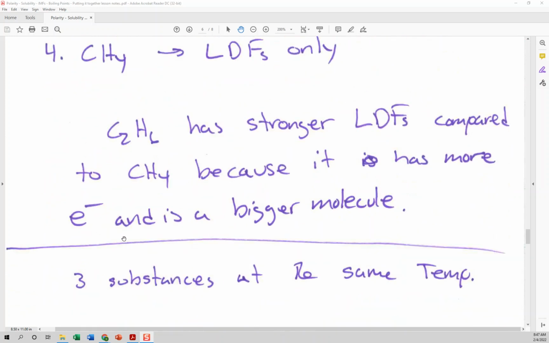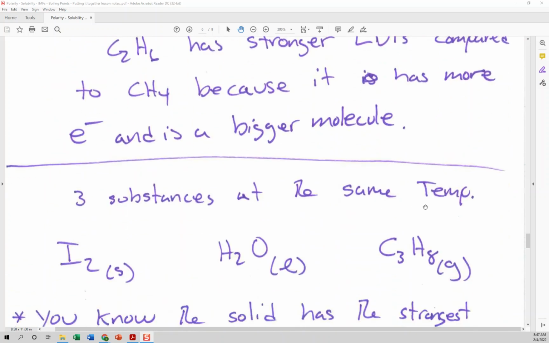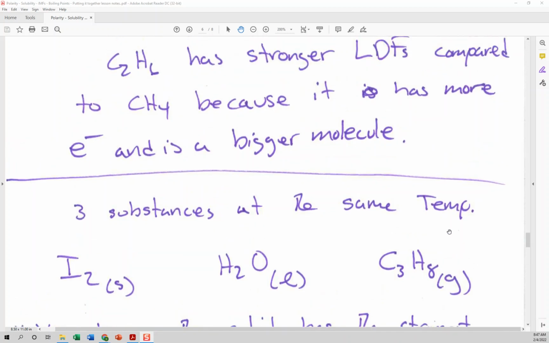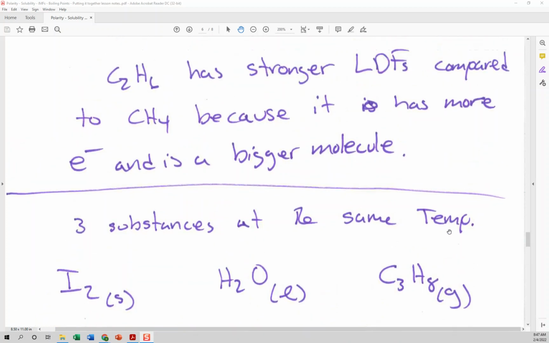All right, so what if you have 3 different substances at the same temperature, and you know their states of matter? So here are 3 different substances. I2, iodine, is a solid at room temperature. Water, we know, is a liquid at room temperature, and propane is a gas, all right? Well, here's the deal. Let's not even look at the actual IMFs in each thing. Let's just understand what that tells us: solid, liquid, gas, all right?